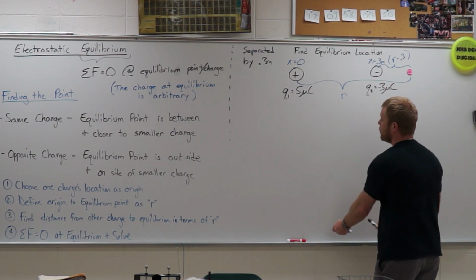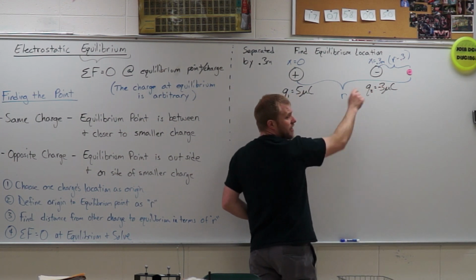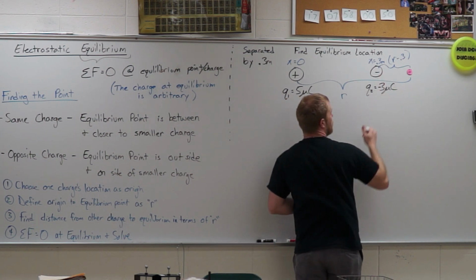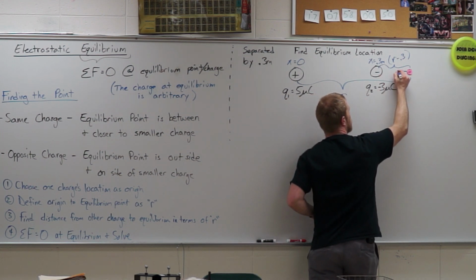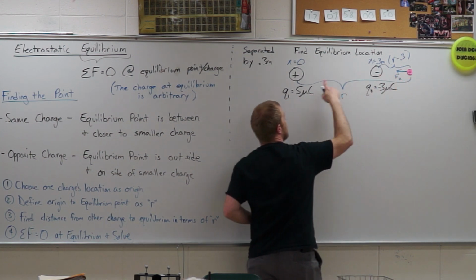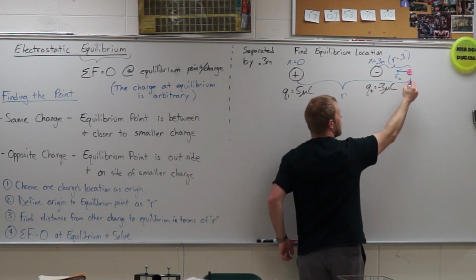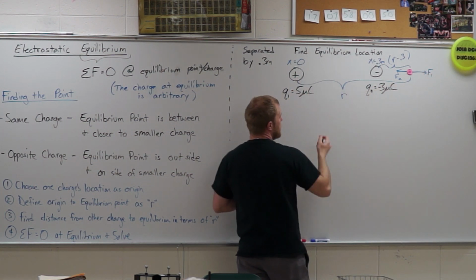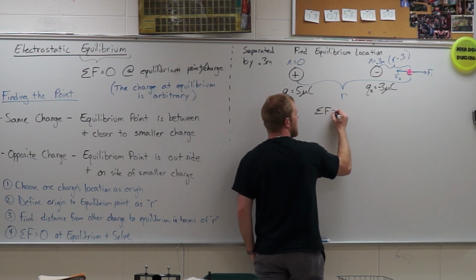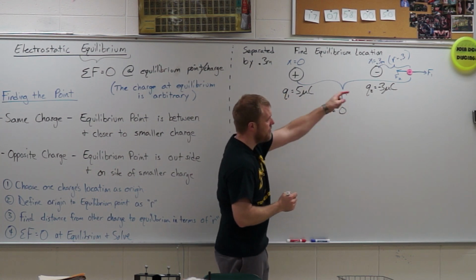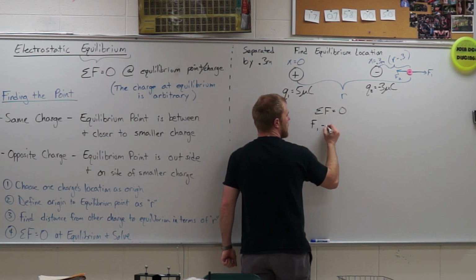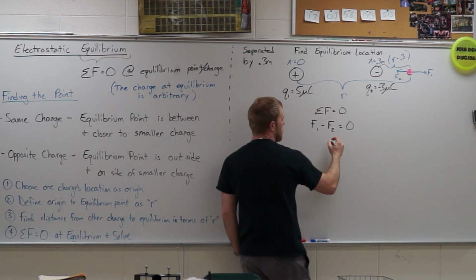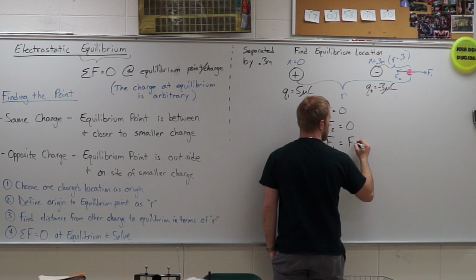All right, here we go. So what forces are acting on our charge over here? Well, I do have an attractive force from charge 2, so I'll call that F2. I have a repulsive force from charge 1. I'll call that F1. So now when I sum up the forces at my equilibrium point, I'm going to get 0. So I have F1 minus F2 equals 0. Set those equal, so F1 equals F2.